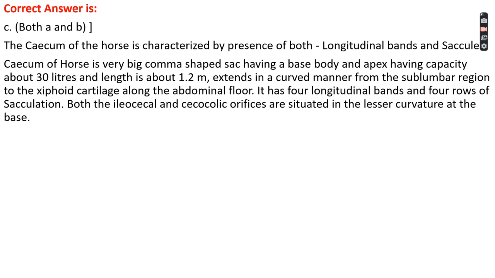The cecum of a horse is a very big, comma-shaped sac, having a base, body, and apex. It has a capacity of about 30 liters, and its length is about 1.2 meters. It extends in a curved manner from the sublumbar region to the xiphoid cartilage along the abdominal floor. If we see the cecum, it has four longitudinal bands and four rows of sacculations. Both the ileocecal and cecocolic orifices are situated at the lesser curvature at the base.